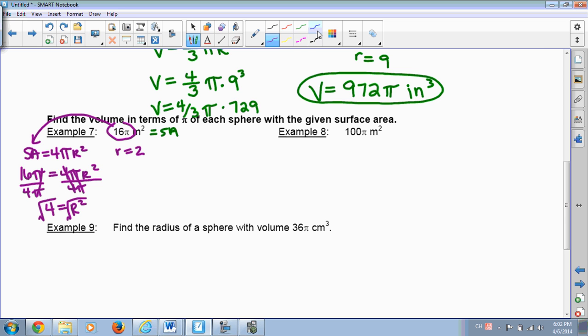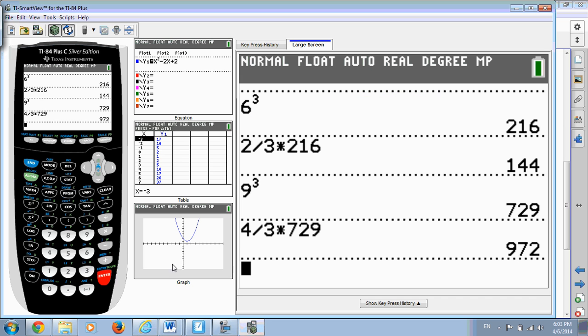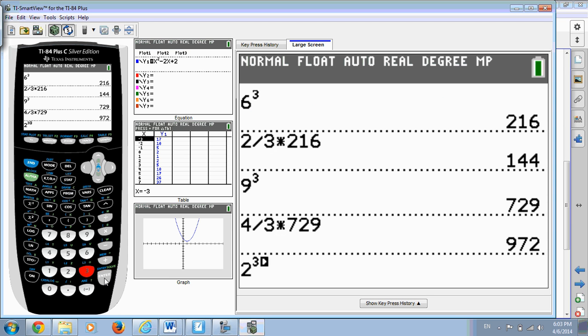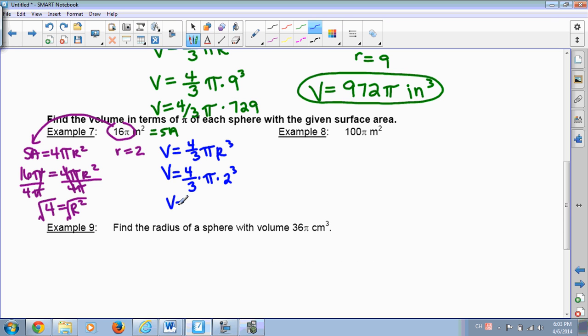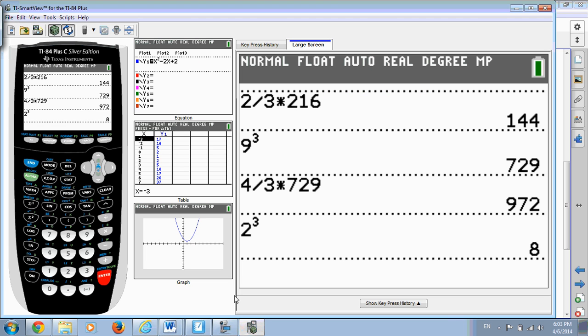Let me change colors. And we know that the volume of a sphere is 4/3 pi radius cubed. So all we're going to do now is plug in our 2. So 4/3 times pi times 2 cubed. Well, 2 cubed is just 2 times 2 times 2, which is 8. So we have 4/3 pi times 8.